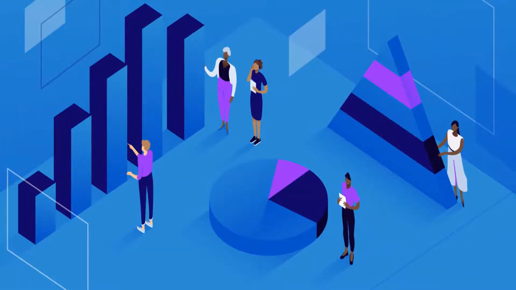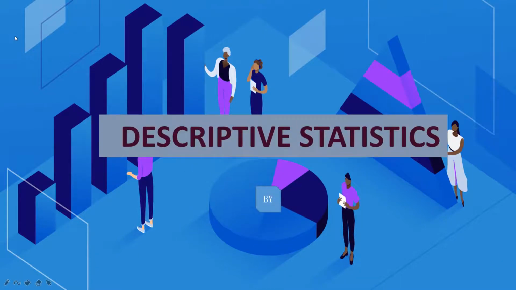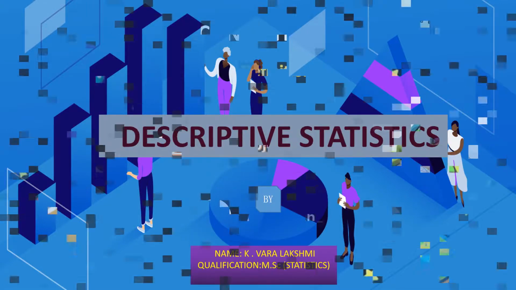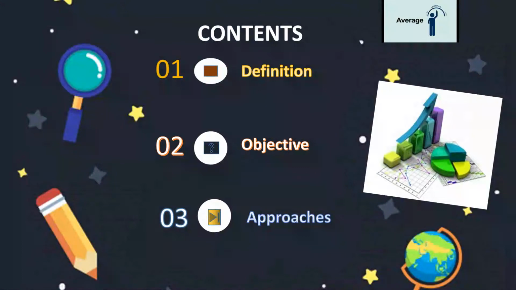In the previous video, we have learned about the basics of statistics. Now, in this video, let us try to gain knowledge of descriptive statistics and what descriptive statistics allow us to do. We are going to see in this video the definition, objective and approaches for descriptive statistics. Now let's begin with the definition.